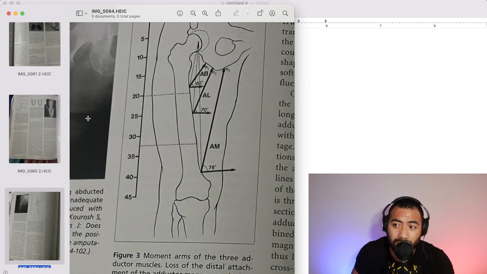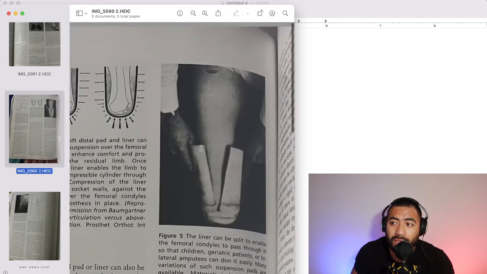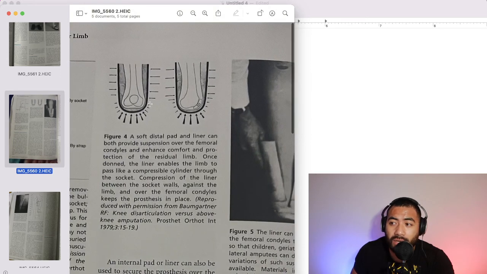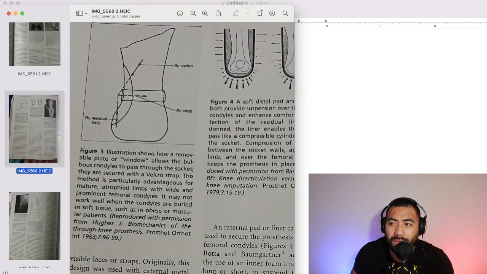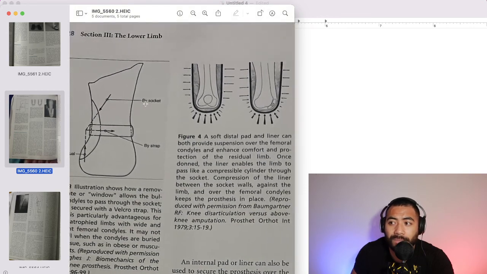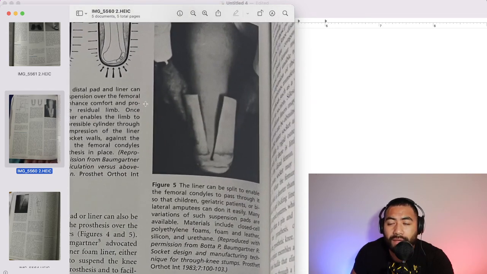Just from understanding that she is a knee disarticulation, we can also use the condyles, which are right here and right here. We can use the condyles actually for suspension. So that's great. If we can use the condyles as suspension, we can actually probably even put something here, maybe be able to suspend off the top here. Total surface bearing. So we have a lot of information here.